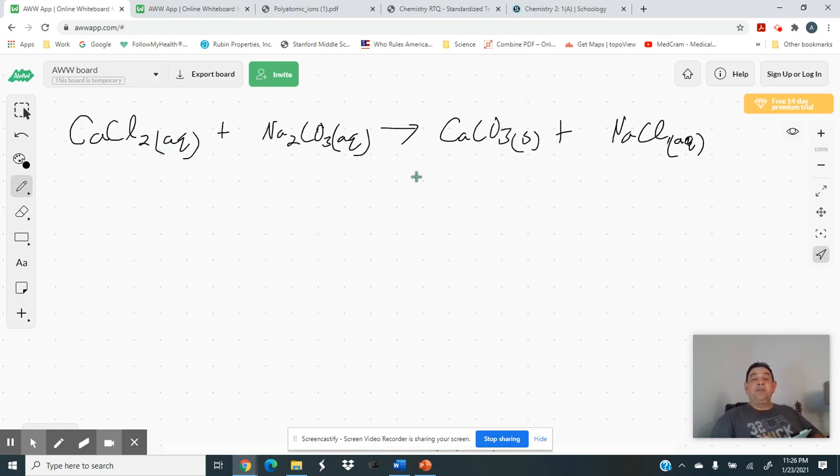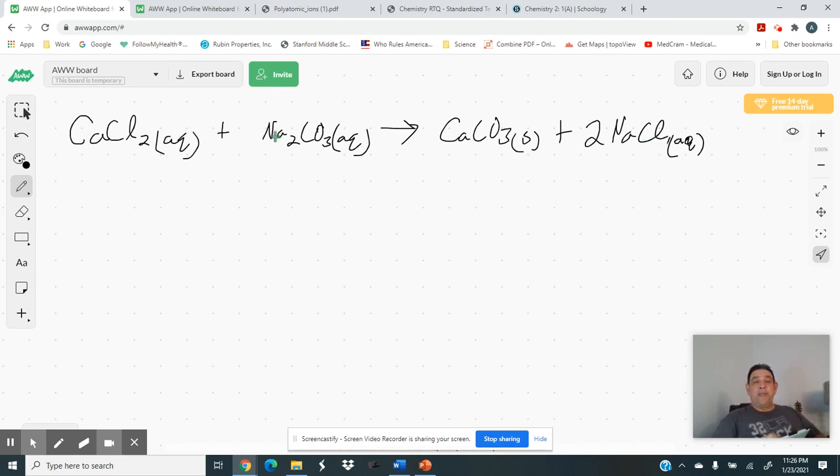First step, though, before we worry about what's aqueous and what is not, we want to go ahead and balance the equation. So there's a calcium here, that's balanced. 2 chlorines here, 1 chlorine over here. So in order to balance the chlorines, we need to put a 2 in front of this one. This one's an easy one to balance, watch. So now we've got 2 chlorines on both sides.